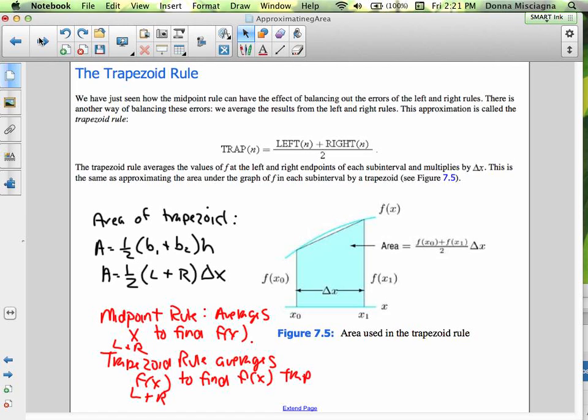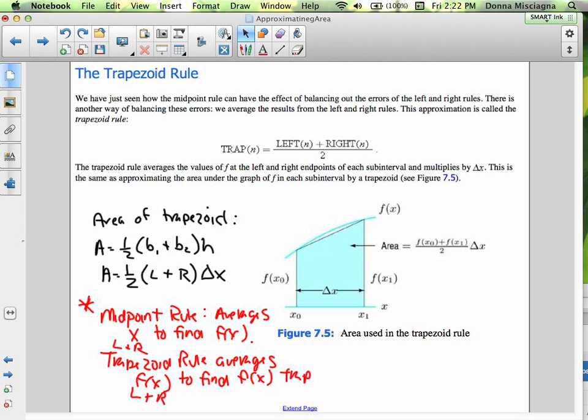So let's just go back to the midpoint rule, and it would be good to put these in your notes. The midpoint rule averages x to find f of x. So it averages the left x and the right x to find the x that it's going to use to find f of x. The trapezoid rule actually averages the f of x's, the y values, to find the area.